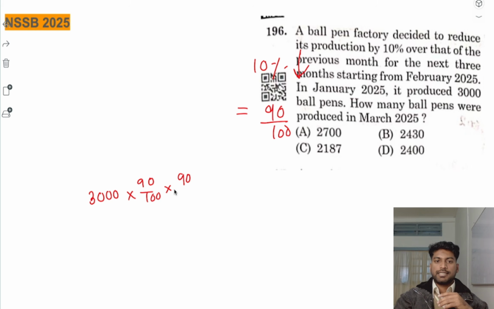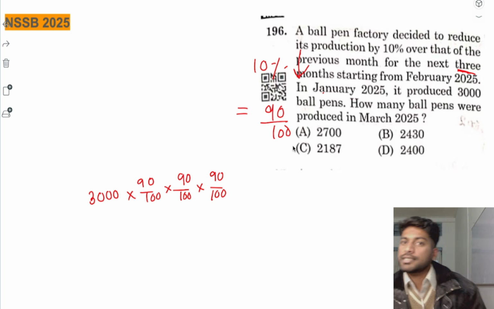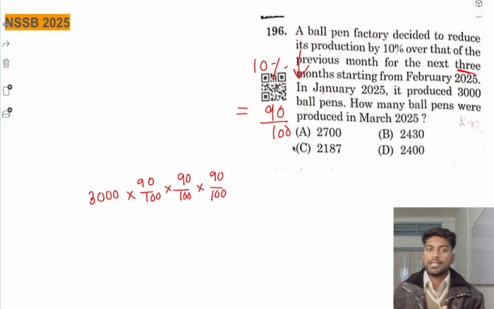It's a series concept. 90 by 100 percentage का series concept. You have to do the basic classes first to understand all of this, because it's a percentage का series. For the 3 months it will be reduced by 10% करके. So that's why 3000 into 90 by 100, 90 by 100, 90 by 100.